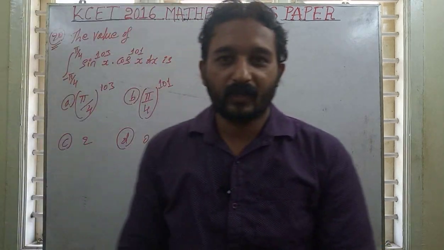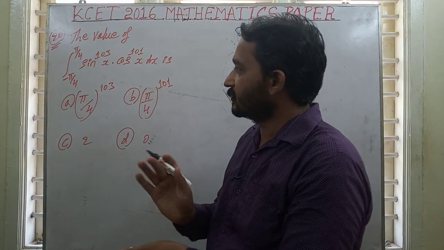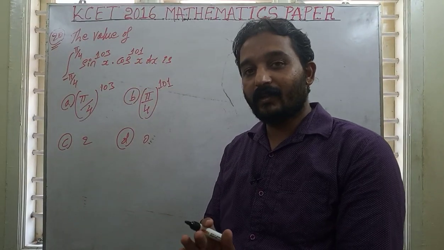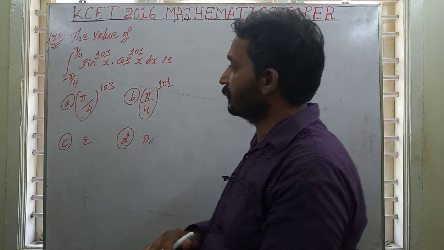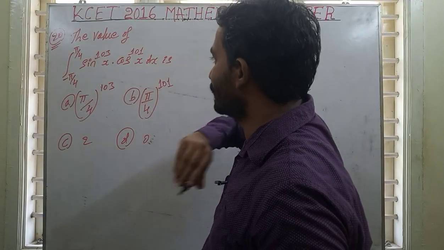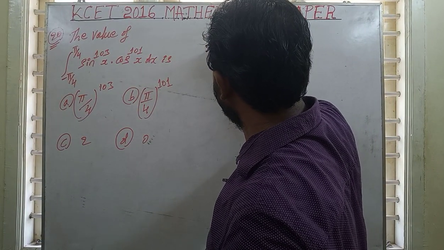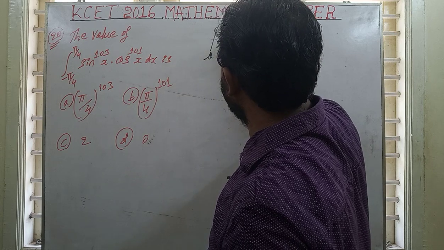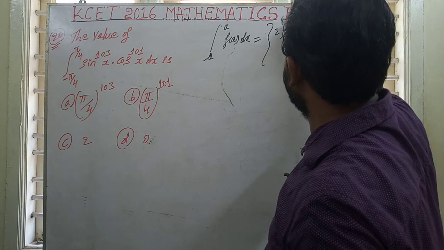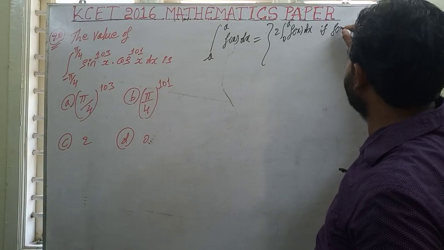So now let us move on to the next question, question number 20. This is the last question of this video. This question is based on the chapter integrals, definite integrals, particularly properties of the definite integral. We know one property, so using this property we have to find the value of this definite integration. We know the property that the integral from minus a to a of f of x dx is equal to 2 times the integral from 0 to a of f of x dx if f of x is even.